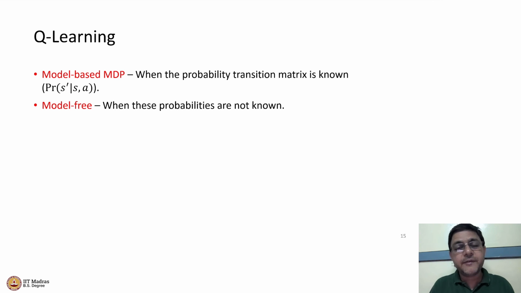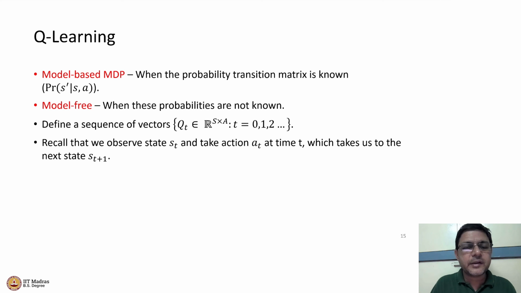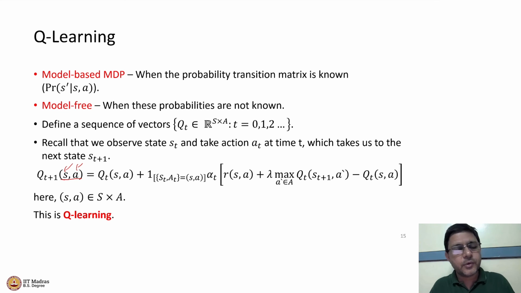In those cases, what do we do? We start by defining a vector of q's, a qt, in the state space of S cross A, number of states multiplied by number of actions, for each time epoch. So we define a sequence of vectors. And how do we update these vectors? We update them by this equation, where qt plus 1 of S and A, when you are in state S and taking an action A, is given by this expression. You keep updating this, and this essentially becomes what is called Q learning.